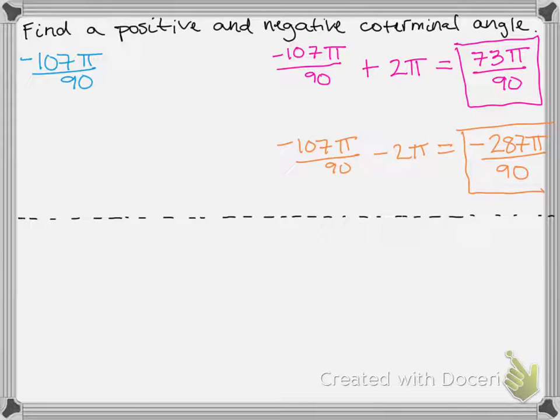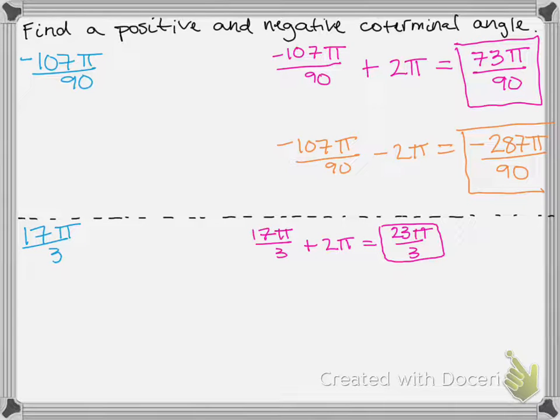All right? Next example. 17 pi over 3. So we're going to start off the same way. We're going to add 17 pi over 3 plus 2 pi. And that gives me 23 pi over 3. That's my positive answer. Let's go for the negative answer. 17 pi over 3 minus 2 pi. That gives me 11 pi over 3.